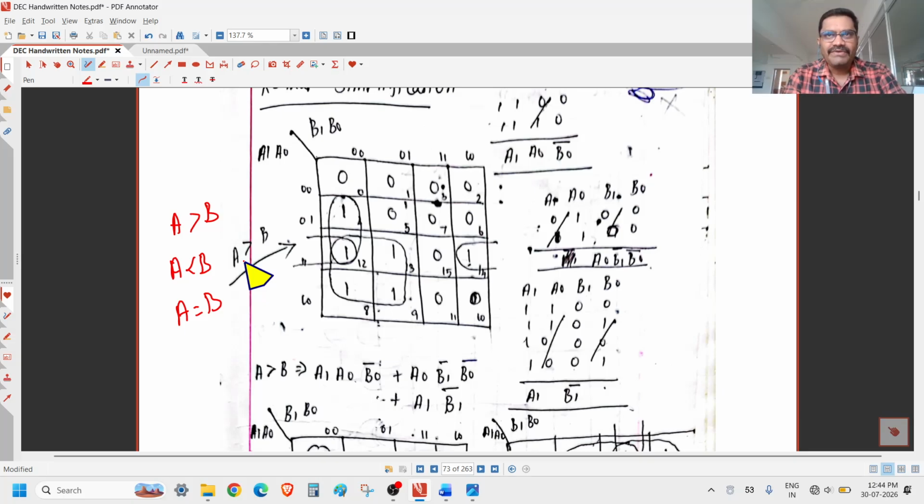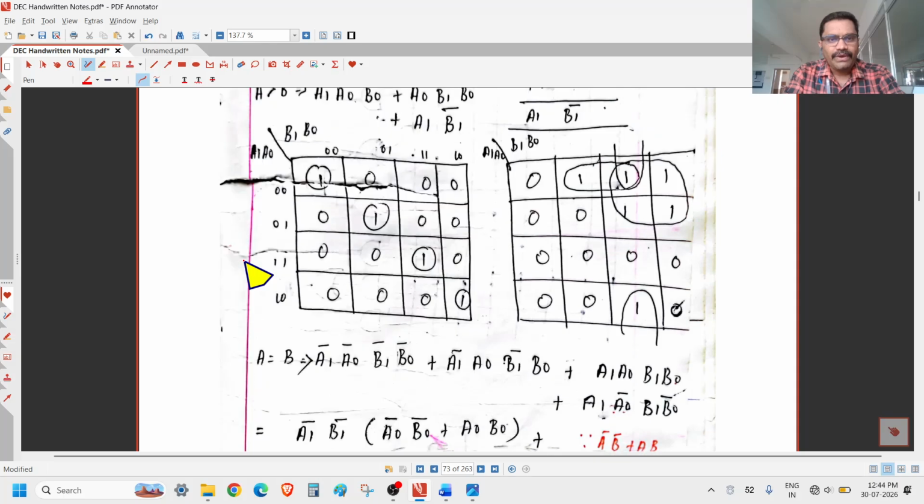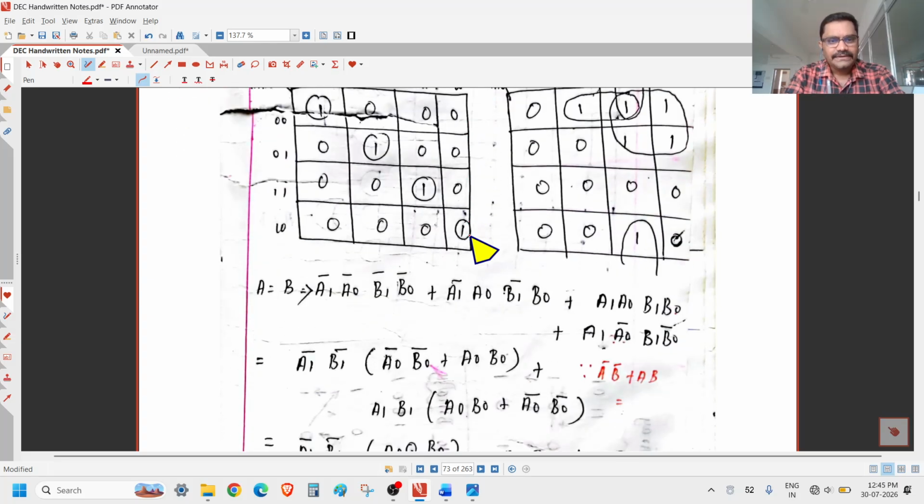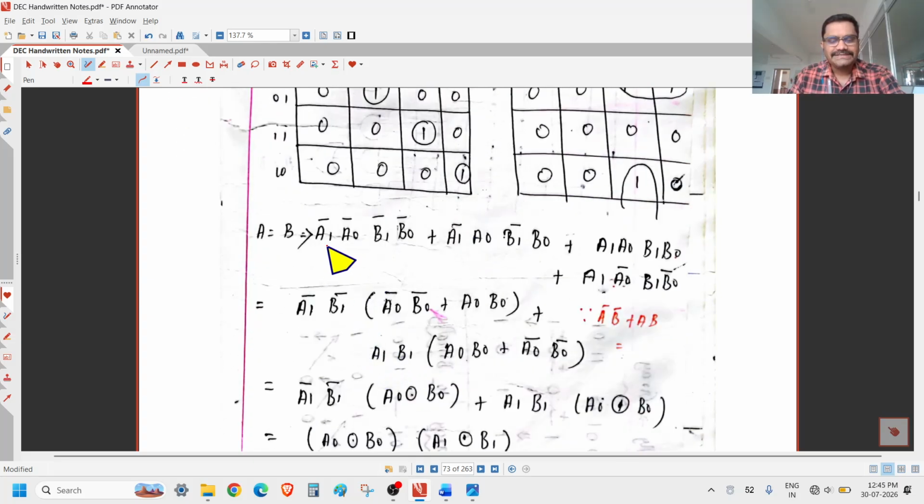So I hope that gives you better knowledge regarding the simplification of a Boolean function using Boolean algebra. Once you've completed the K-map, you can get the output for A greater than B: A1 A0 B0 bar plus A0 B1 bar B0 bar plus A1 B1 bar. Likewise, for A equal to B, the output is A1 bar A0 bar B1 bar B0 bar plus A1 bar A0 B1 bar B0 plus A1 A0 B1 B0 plus A1 A0 bar B1 B0 bar.